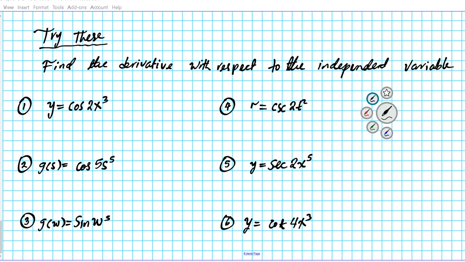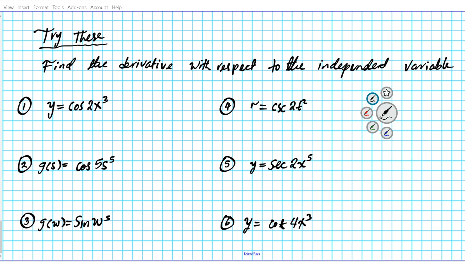Alright, so now it's your turn to work on the following practice problems. There are 6 of them. The goal here is to find the derivative with respect to the independent variable. Go ahead and pause this video presentation at this time. Differentiate all 6 functions, and when you're done, click on the play button and we will show you what the answers are.